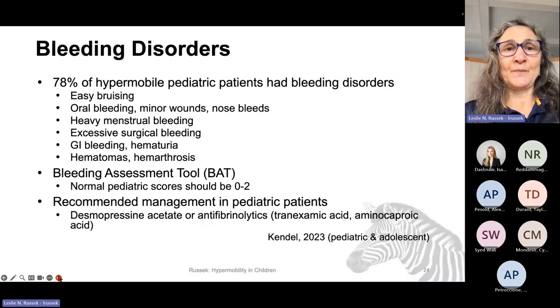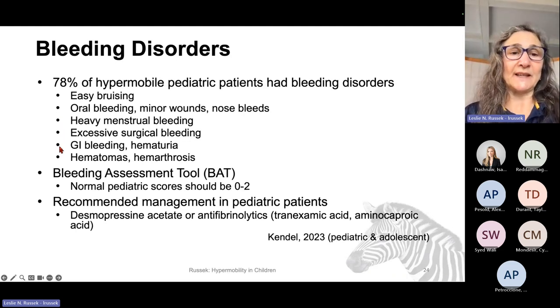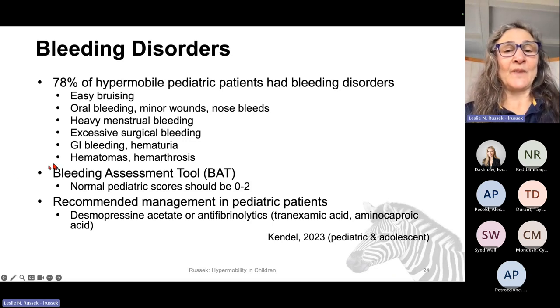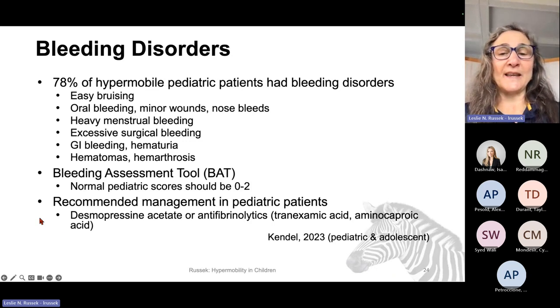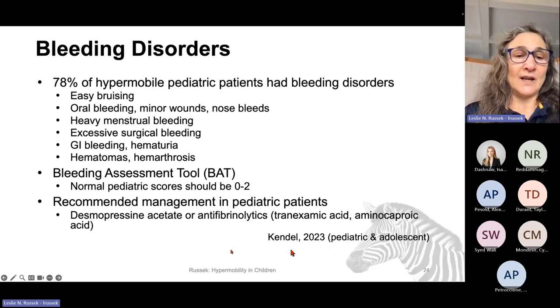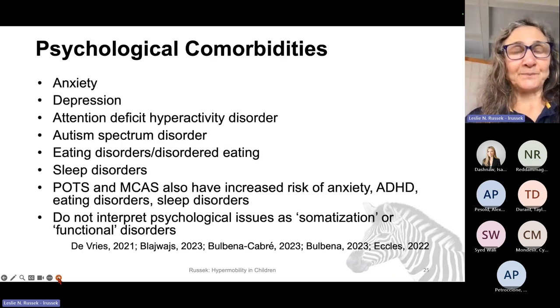Bleeding disorders, this is new. This is just 2023 information. 78% of hypermobile pediatric patients have bleeding disorders. Easy bruising is common in hypermobility, as are nosebleeds, bleeding from minor wounds, heavy menstrual bleeding, excessive surgical bleeding, GI bleeding, and hematomas. So the bleeding assessment tool can be a useful screen. Normal pediatric scores should be 0 to 2. If they score above a 2, a referral to a hematologist can be helpful. And there are a couple of medications that are recommended in this article for these issues.